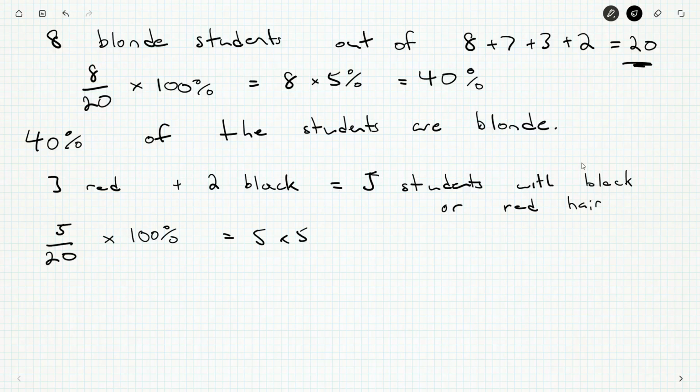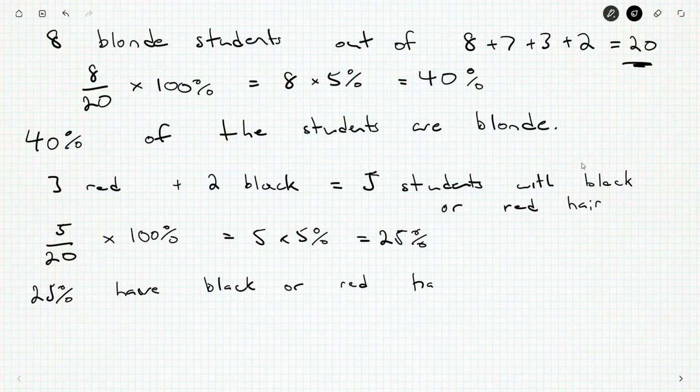And we can quickly do our calculation. 5 times 5 is 25. So 25% have black or red hair. Okay. And incidentally, this means that we could figure out that 35% of them have brown hair, because that's the only other option left, and there's 35% remaining once you account for 40% and 25%. So we've got C and D to do.